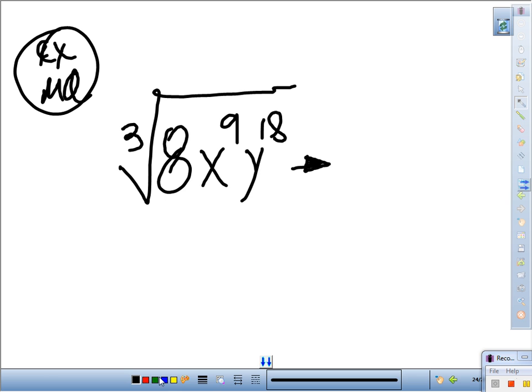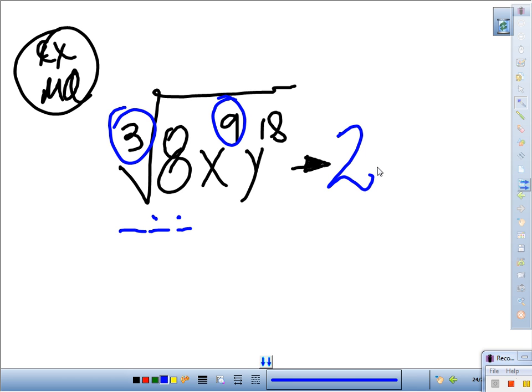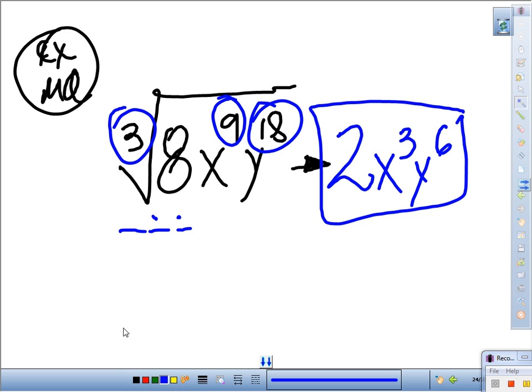Okay, here it goes. One number times itself 3 times gives us 8. 2. All right, and what happens to these? Divide. x to the 3rd and y to the 6th. Hands if you got that. Okay, last one. Here it goes.